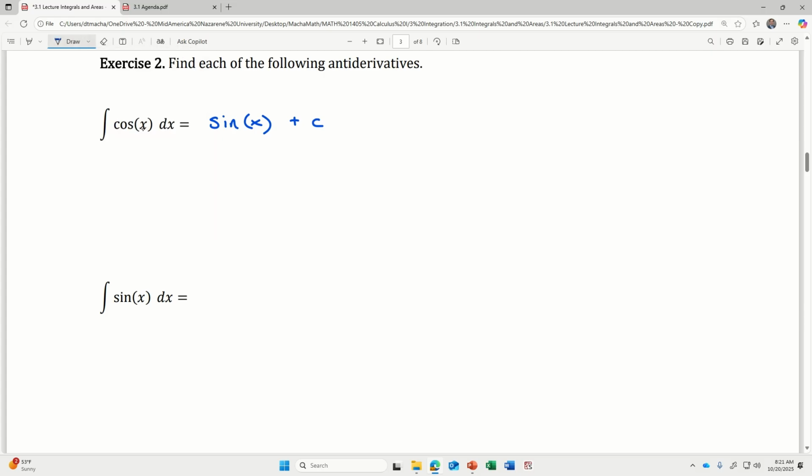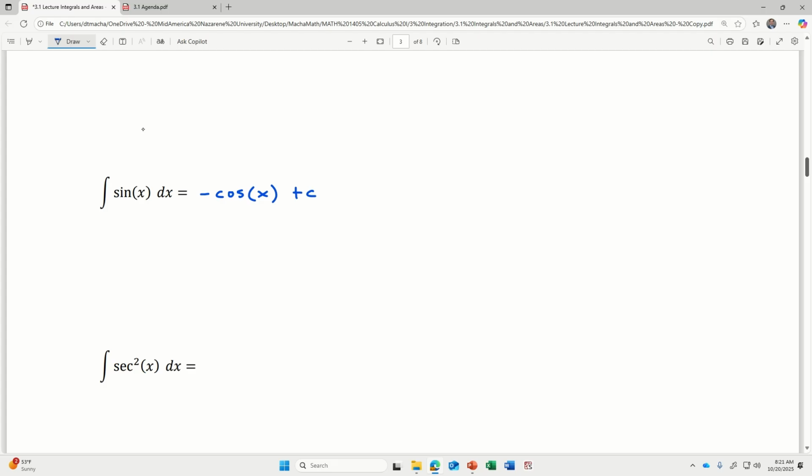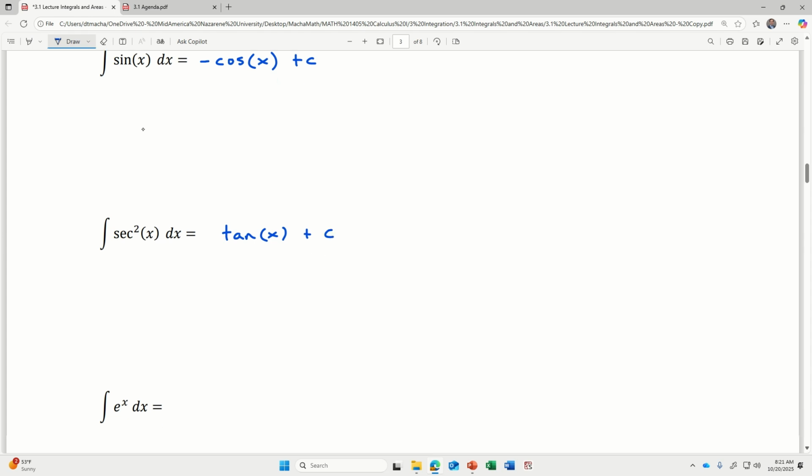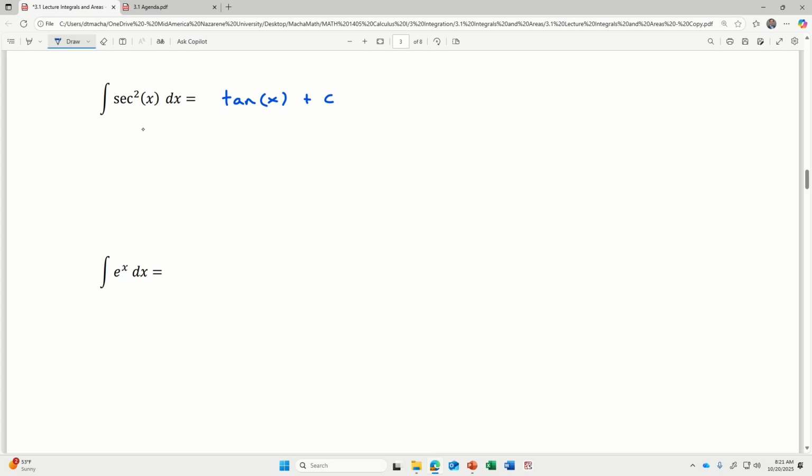Okay. What's the antiderivative of sine? Negative cosine. Yep. What's the antiderivative of secant squared? Tangent. Very good. What's the antiderivative of e to the x? E to the x plus c.